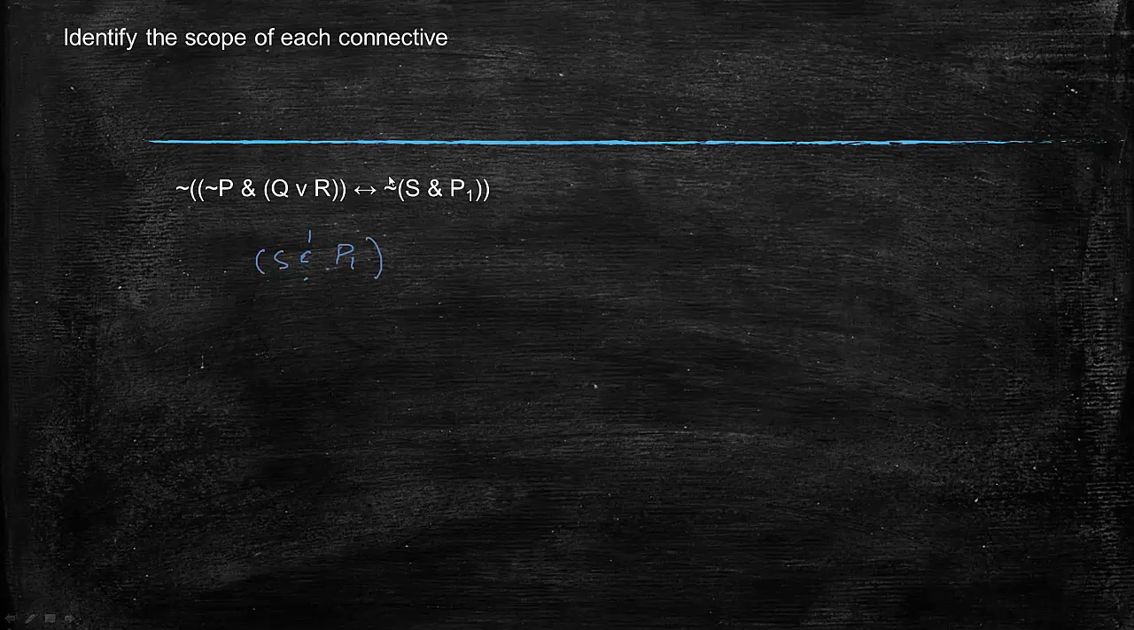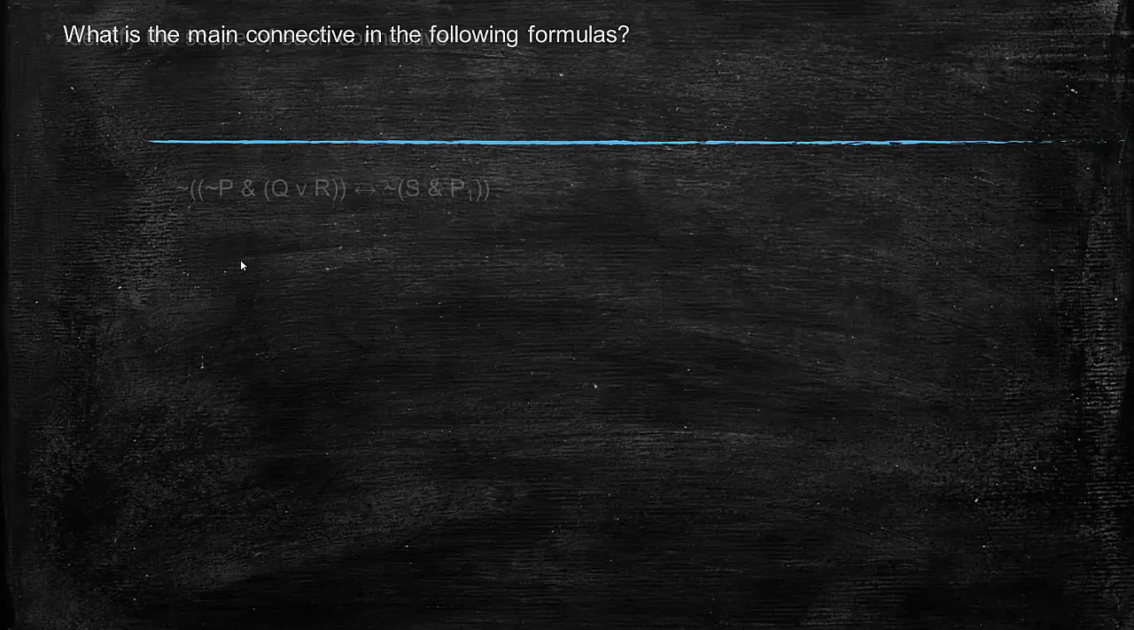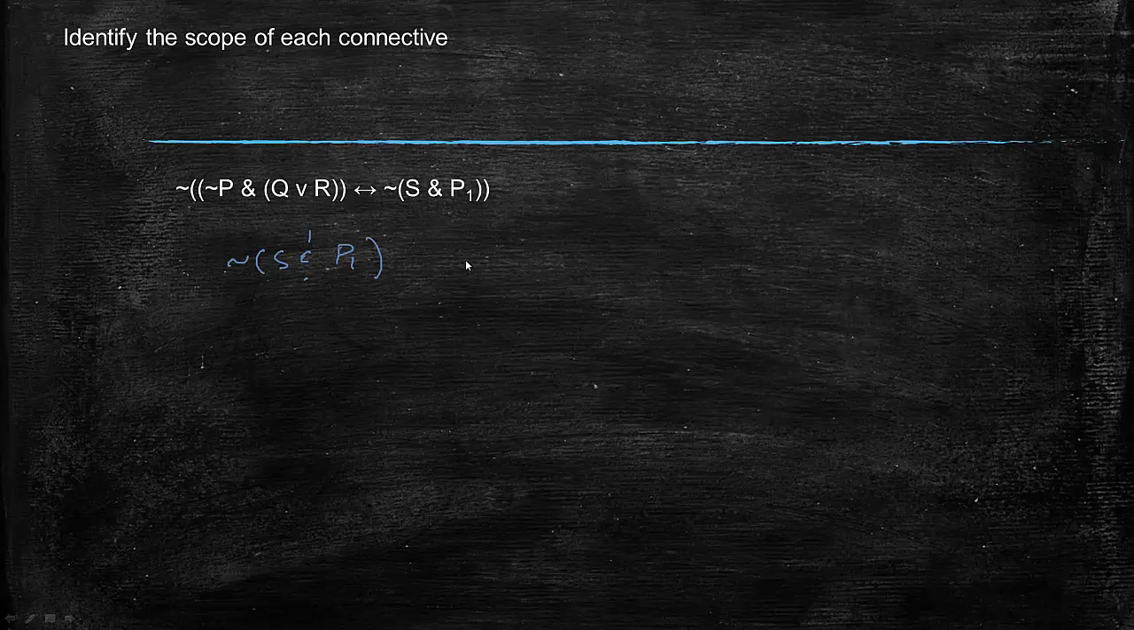What's the scope of the negation? Well, the smallest formula that contains the negation is not S and P1. Right? What's the scope of the disjunction? Smallest formula that contains the disjunction is Q or R. So that's the scope of the disjunction.